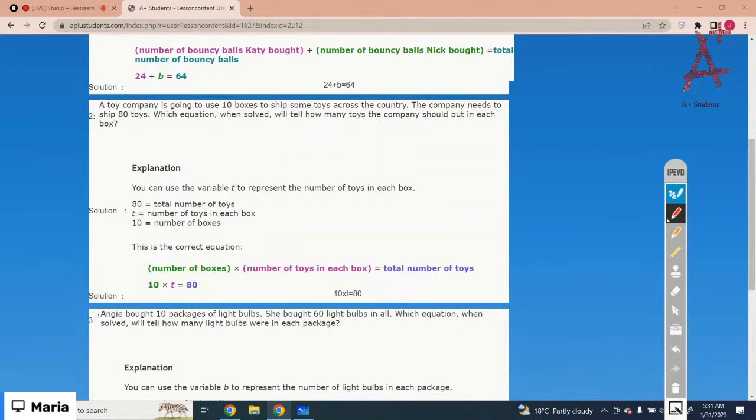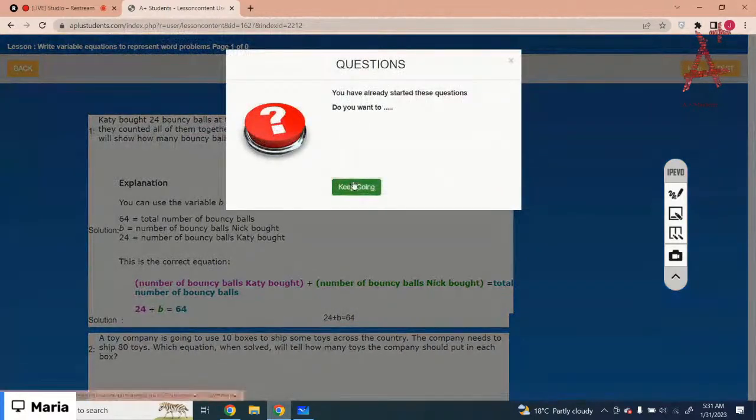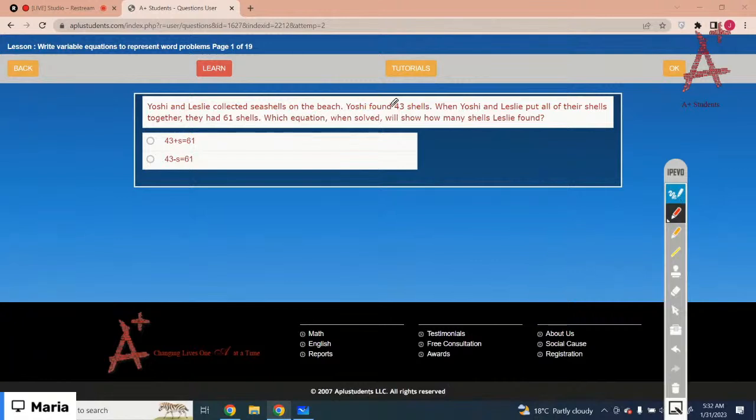Let's just start with the test questions. Look at the question, listen to me carefully. Yoshi and Leslie collected seashells on the beach. Yoshi found 43 shells. When Yoshi and Leslie put all the shells together, they had 61 shells. Which equation, when solved, will show how many shells Leslie found? One thing you have to learn from here: put all of their shells together. That means they added their shells. Got it?